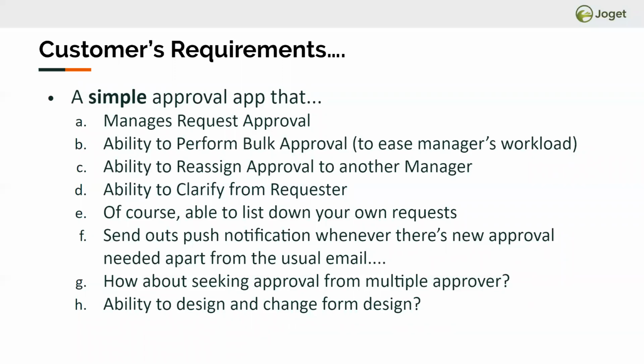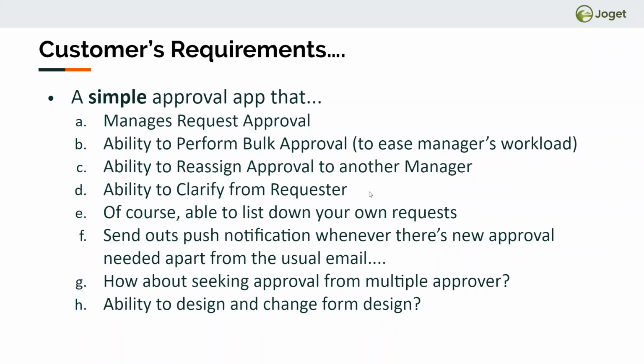So here come the additions in the second iteration. Let's say that we would like to have the ability to perform bulk approval, so that if there are 10 instances waiting for managers to approve, how can we make the manager's life easier by putting in a bulk approval feature? How can we also, point C, make it easy for managers who can't make a decision to reassign it to other managers? Point D would be able to seek clarification from the requester when needed.